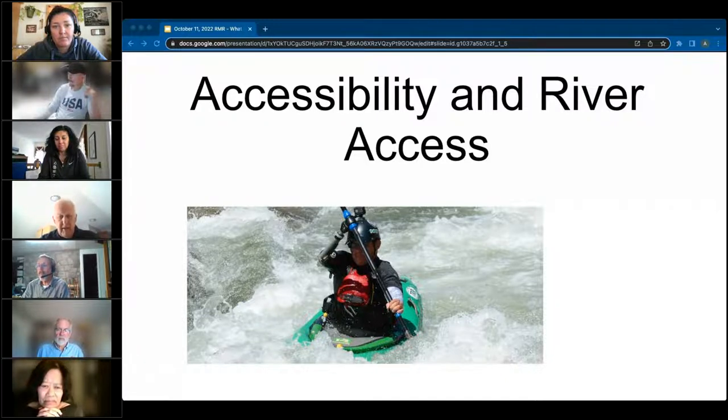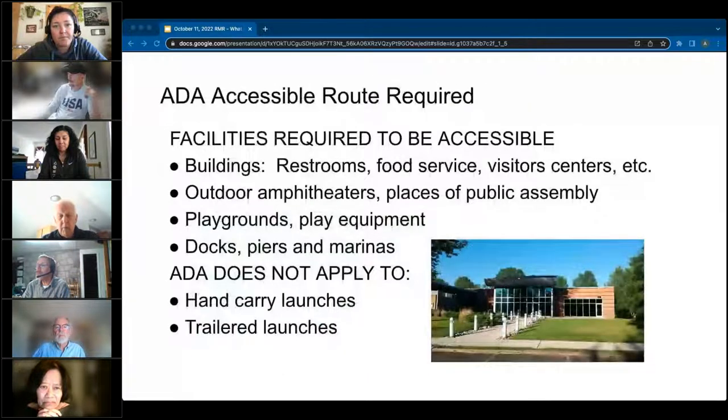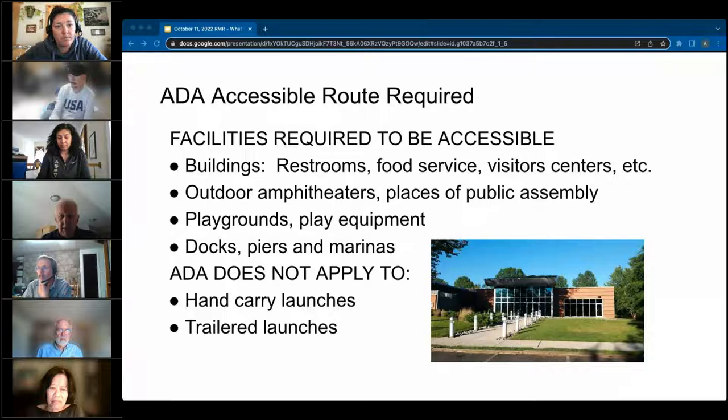So the next slide, this is a little bit of background on the ADA. An ADA accessible route is required wherever you have a facility or an activity or a building or something at the end of the line that is required by law to be accessible. These typically are buildings, mostly restrooms. In a park, you would see restrooms, food services, visitor centers, amphitheaters, or any places of assembly that's outside. That also applies to playgrounds and play equipment. Our local county here in Montgomery County, Maryland, has been sued numerous times for compliance with their playgrounds, and they've spent a lot of time and money adapting and making sure that all their kiddie playgrounds are accessible.